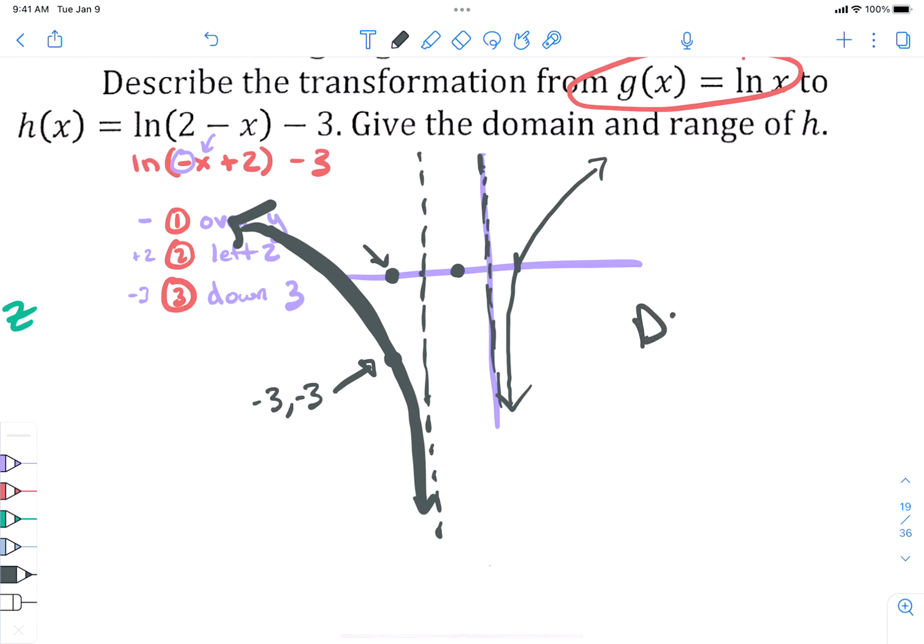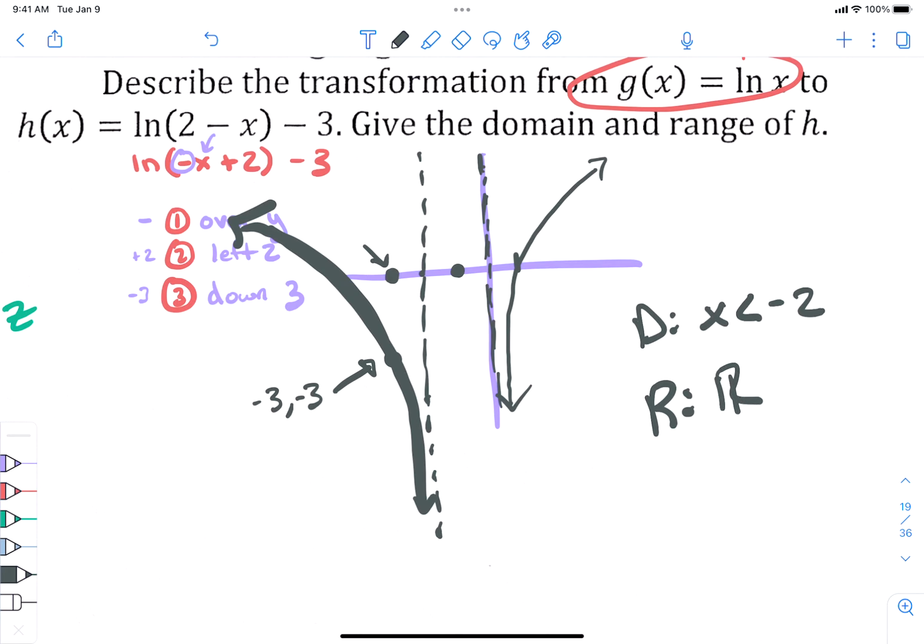We want domain and range. Domain is the x's. Will it go to the left forever? Yeah. Will it go to the right forever? No. X's that are strictly less than what? -2. Will it touch -2? No, so it's not equal to. So x's that are less than -2. Range, up and down? All reals. Beautiful. Okay, happy with that?